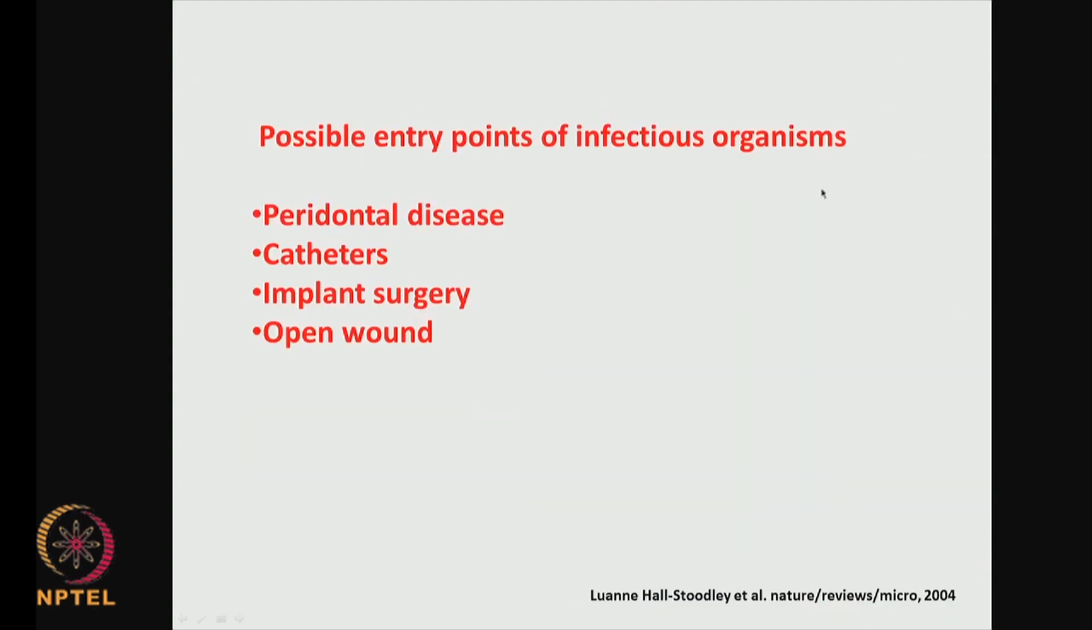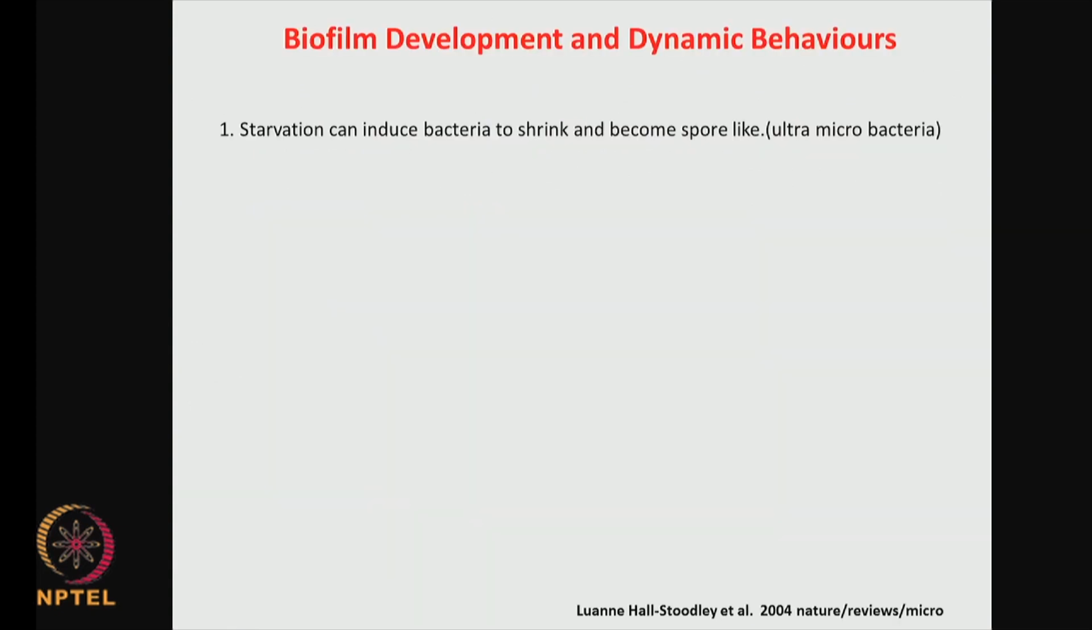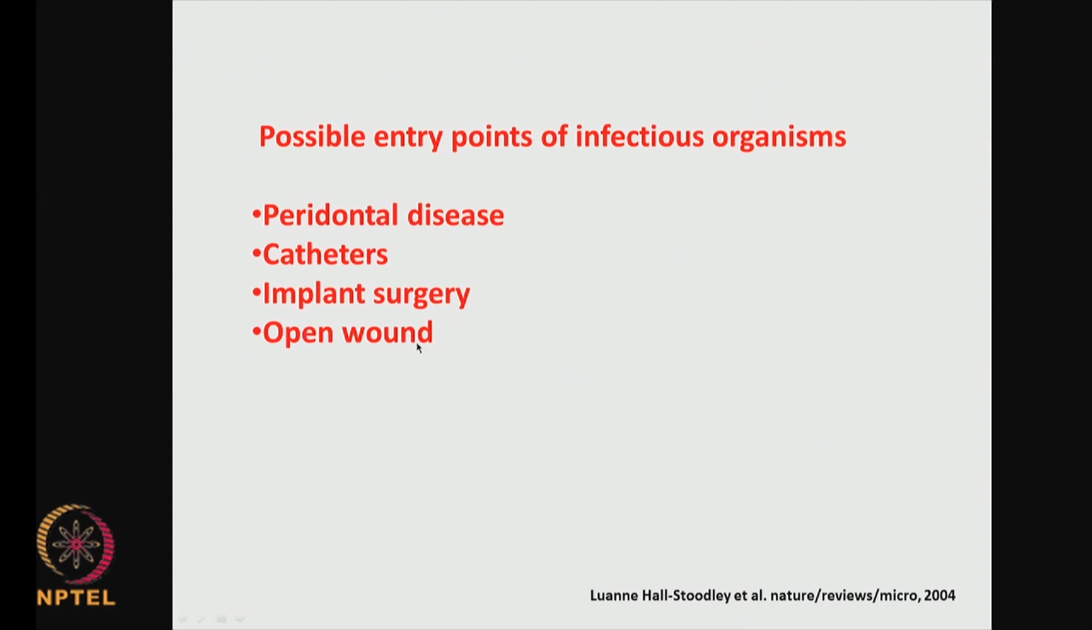So what are the possible entry points of infection? Periodontal disease, something related to the teeth. Catheters, patients many times have urinary catheters inserted, so infection can happen. Implant surgery, a device is placed, whether it is an orthopedic, whether it is a dental, whether it is a knee, whether it is a stent, urethral stent or cardiovascular stent. Open wound, if there is a wound which is open, a lot of bacteria, Staphylococcus related bacteria can enter.